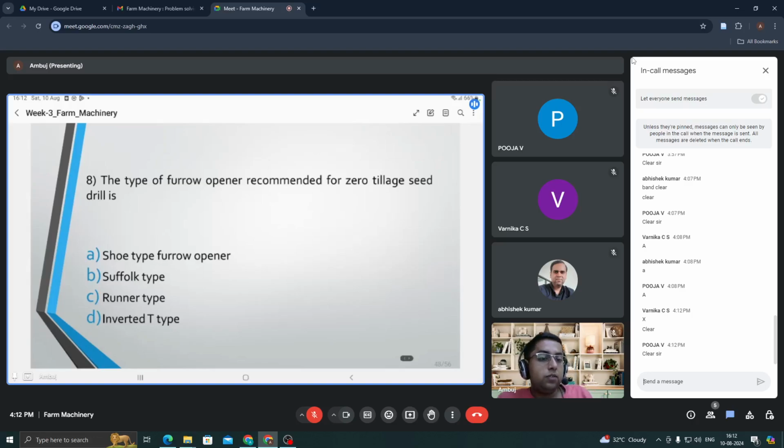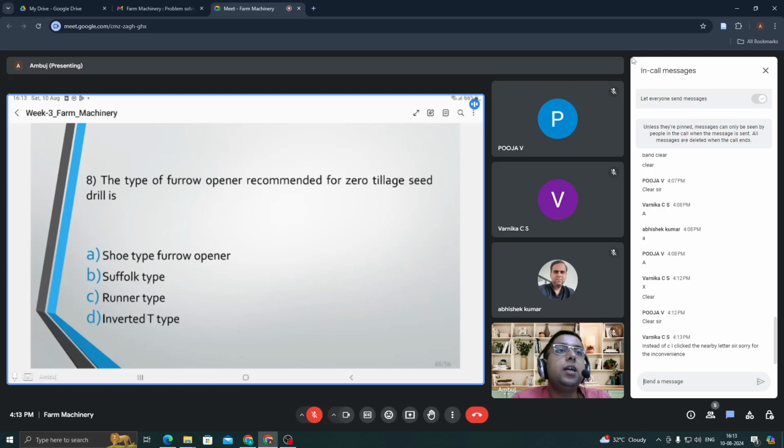The type of furrow opener which is recommended for zero tillage seed drill. Your options are shoe type furrow opener, Suffolk type furrow opener, runner type furrow opener, or inverted T type furrow opener. Always remember, in case of zero tillage or zero till drill, minimum soil disturbance is required. So whichever type of furrow opener would be causing minimum soil disturbance, that would be the correct option.